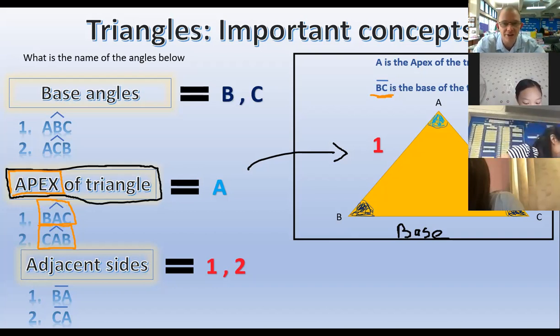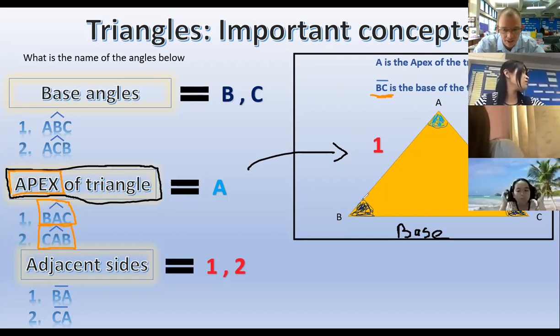So if you look at the base angles, we can see that angle B at the bottom here is part of the base angles. Angle B is part of the base angles because it is attached to the base. Yeah, it forms part of the base. And also angle C will also form part of our base. So there are two different angles we have to name.